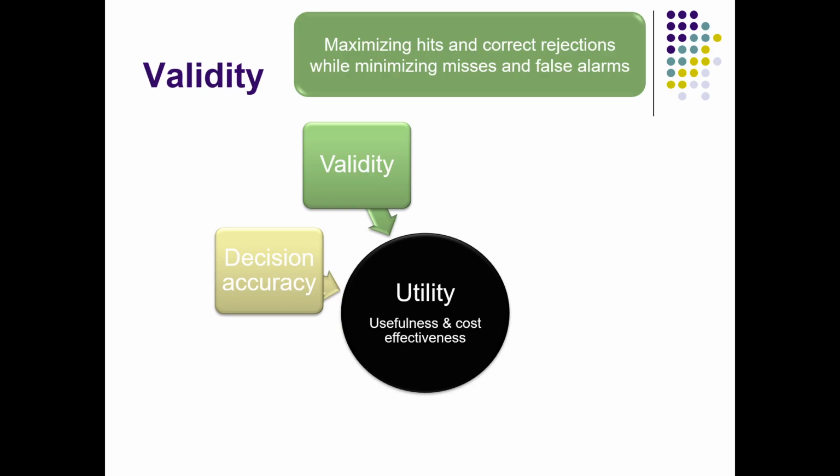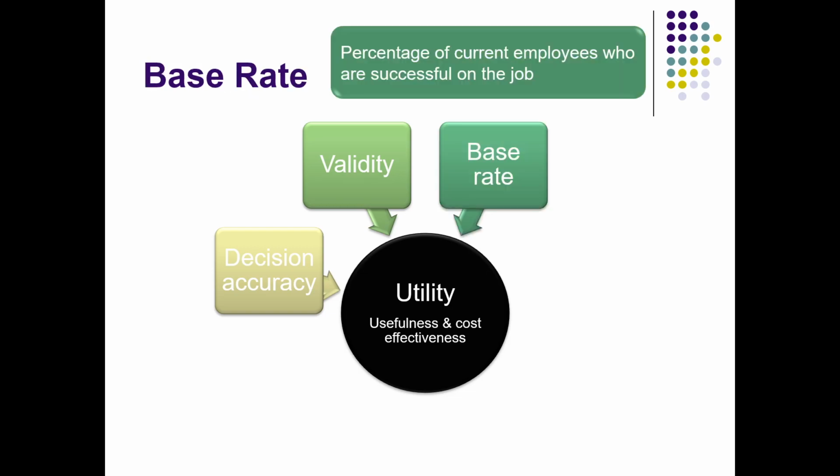All right, now validity we've talked about before, right? But in this context, we're talking about maximizing hits and correct rejections while minimizing the misses and the false alarms, right? So if we have a good, valid battery, it will really sort out those people who would be a good match and who would do really well on the job versus those who would not. And so we really want to make sure that we have good, valid measurements.